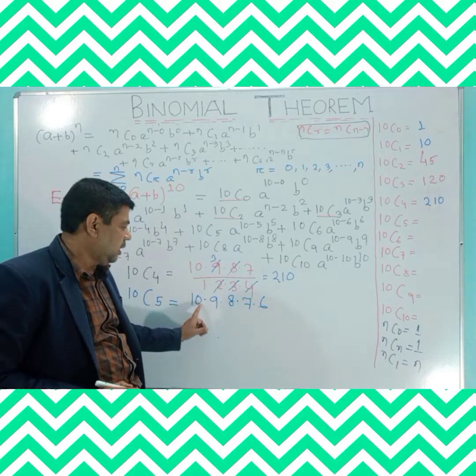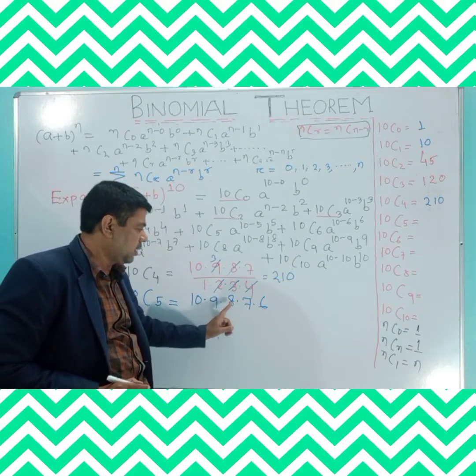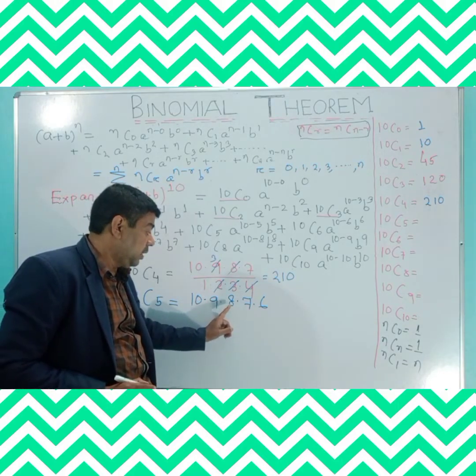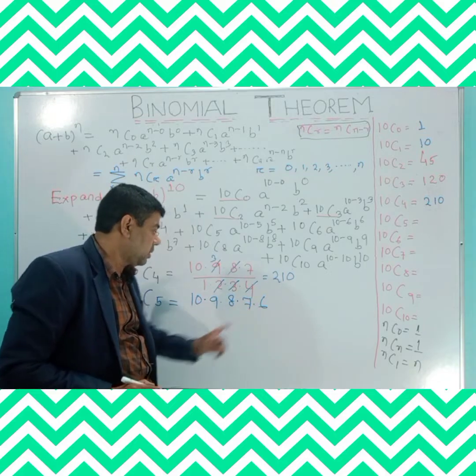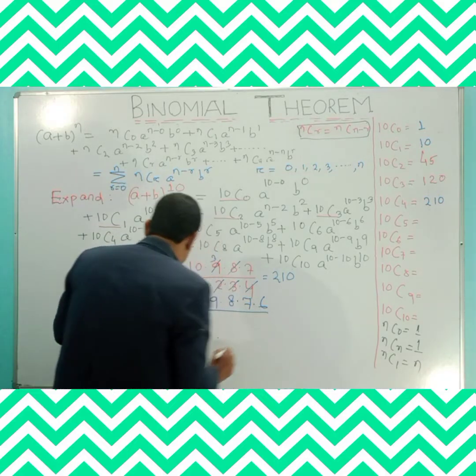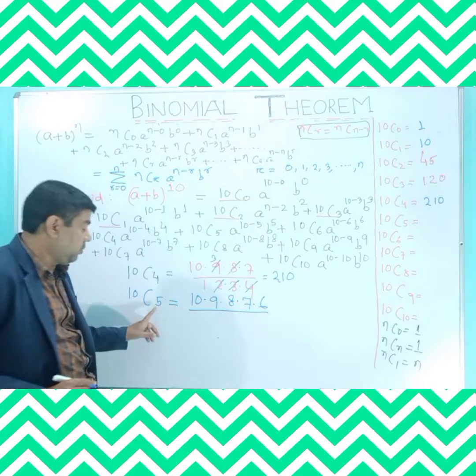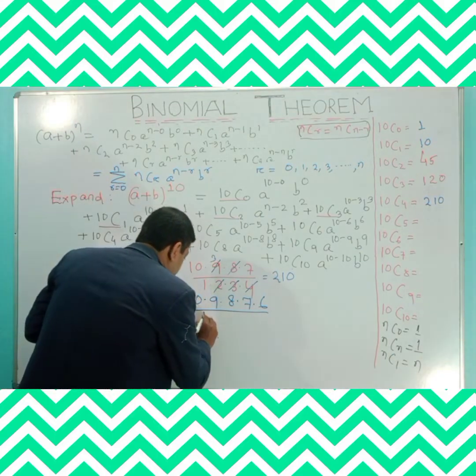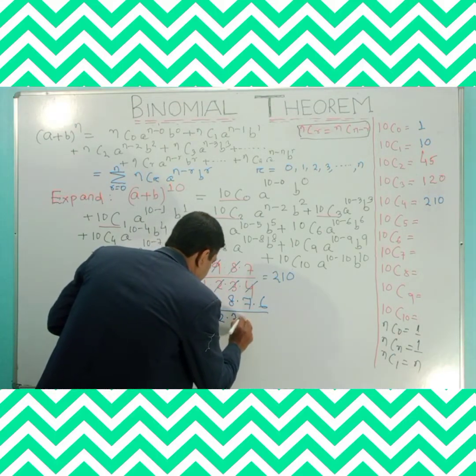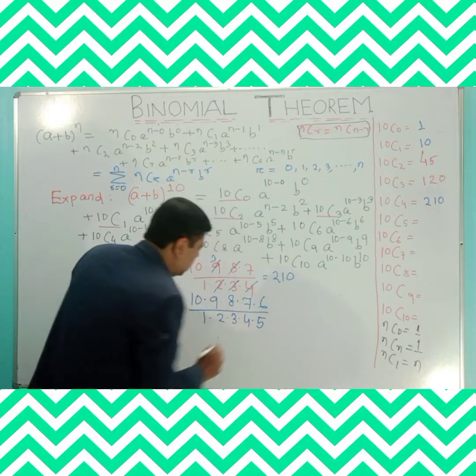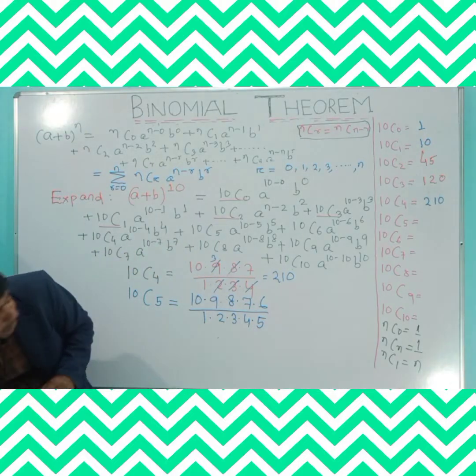Here 10, then 10 minus 1 is 9, 9 minus 1 is 8, 8 minus 1 is 7, 7 minus 1 is 6, and here the number is 5. In the denominator, you have to multiply 1 into 2 into 3 into 4 into 5, 5 times. 5 factors will come, the product of the first 5 natural numbers, and after that you can divide.